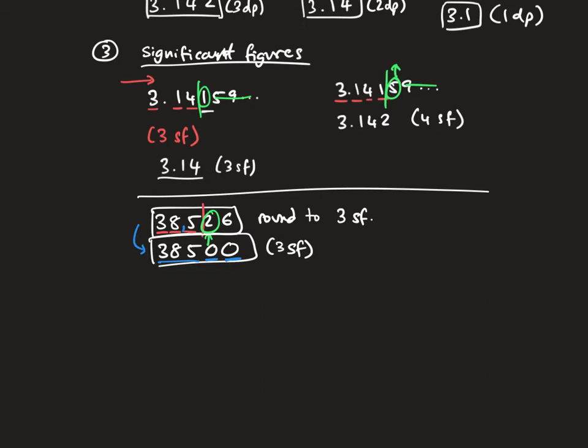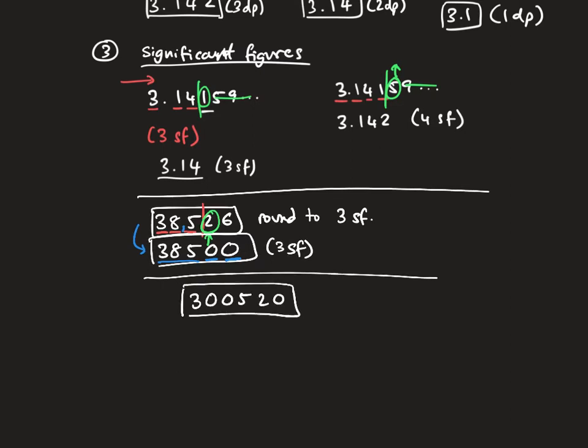Now, I talked about this non-zero thing. You move from the left, and it's the first digits that are not 0. So let me explain that. Say, for example, we've got 300,520, and we're being asked to round this to 3 significant figures again.